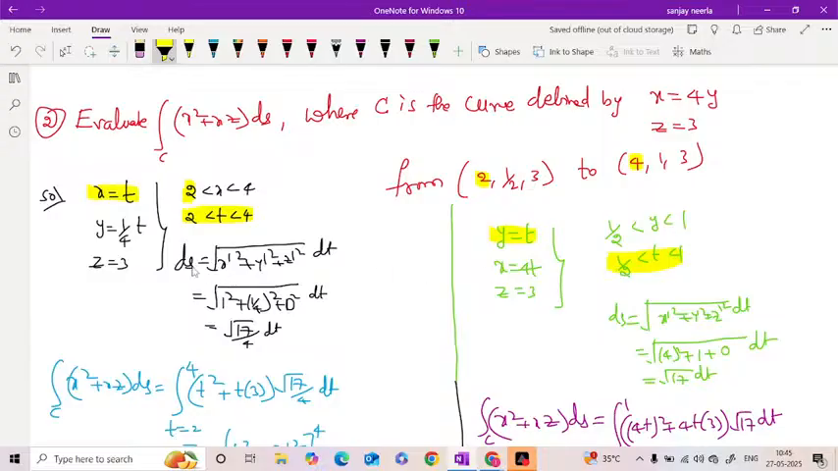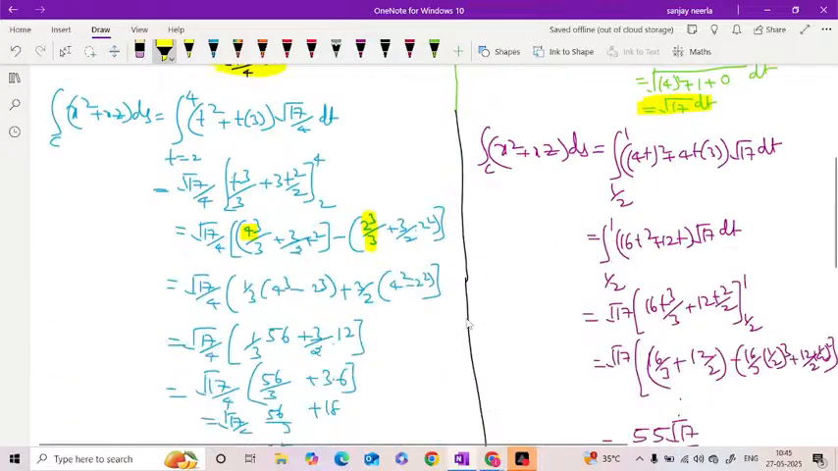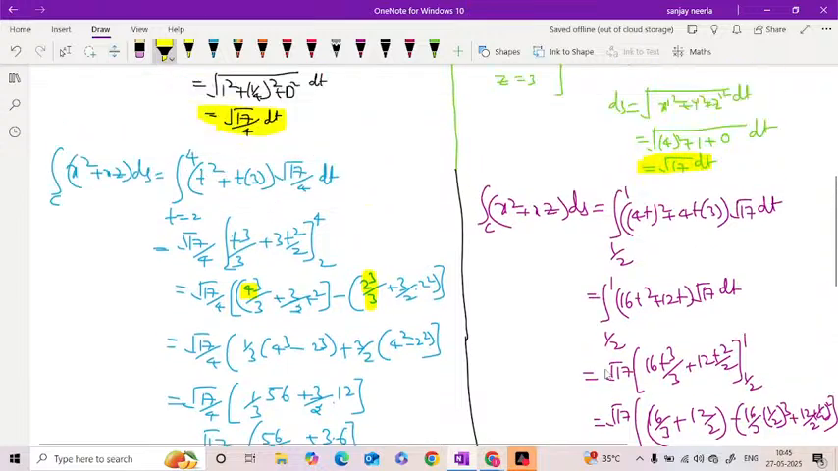And here the ds, if x is equal to t, the ds value is root of 17/4 into dt. If y is equal to t, ds is root of 17 dt. Okay. So here the ds and ds have different results, but finally we will get the same answer.